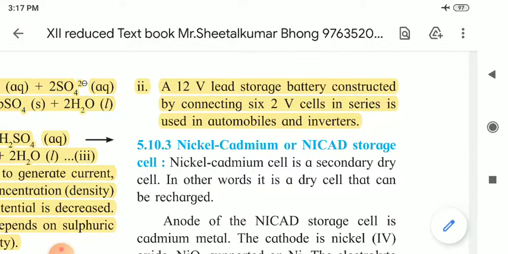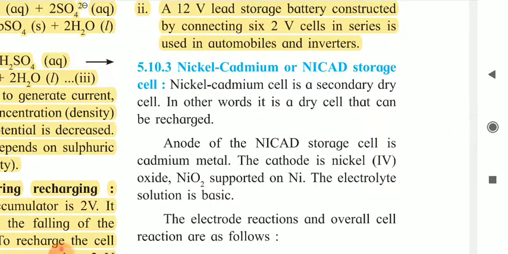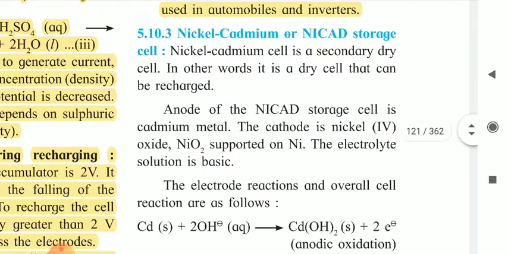Students, we are in the topic of electrochemistry, and in today's lecture we are going to discuss the nickel cadmium or Nicad storage cell. Students, the nickel cadmium cell is a secondary dry cell. In other words, it is a dry cell that can be recharged.